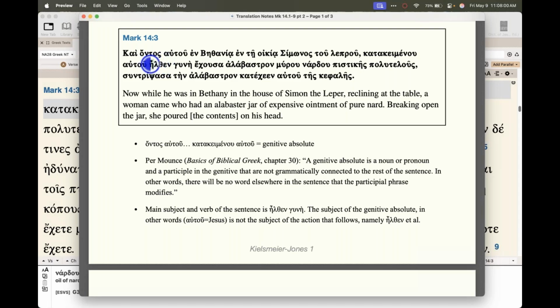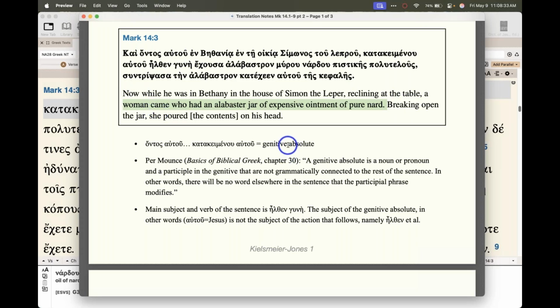Greek, of course, has the advantage that it can put the verb even before the subject. So you've got in Greek something like, there came a woman who had, or came a woman who had. You could even do that in English. There came a woman who had. But that's something to think about just stylistically. How does this read in English? But the word order in Greek, of course, you've got the verb fronted here. Breaking open the jar, so we've got a participle there. Soon tripsasa, she poured the contents on his head.